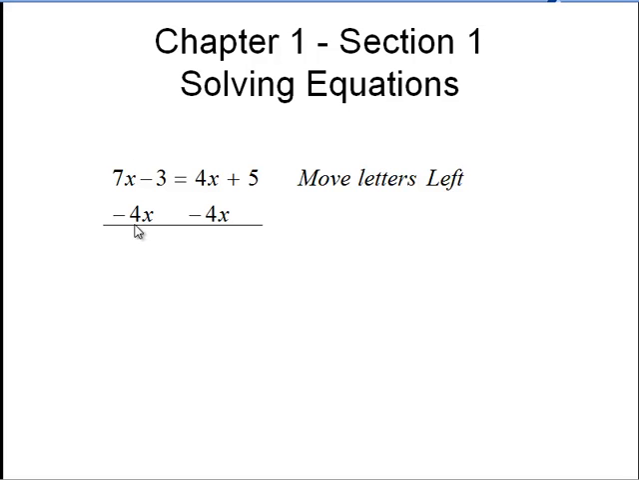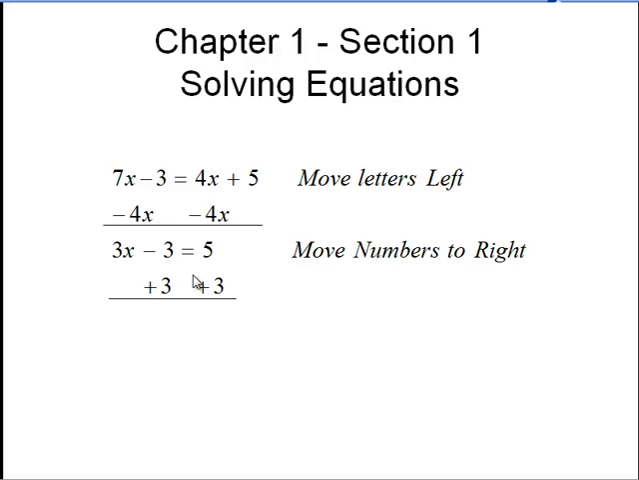7x minus 4x is 3x. Then we need to move the numbers. So we need to move this minus 3 by adding 3, its inverse. So we have 3x left on the left side equals 8. Then to move the 3, we use division, and our x is equal to 8/3.